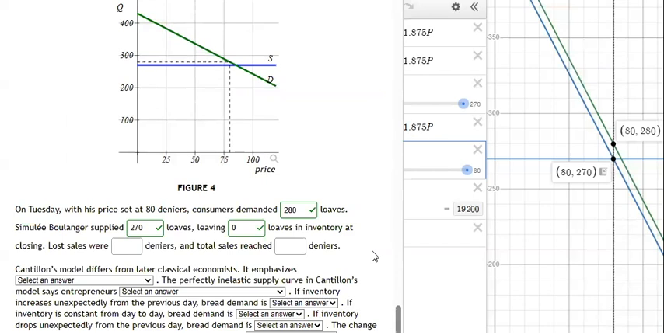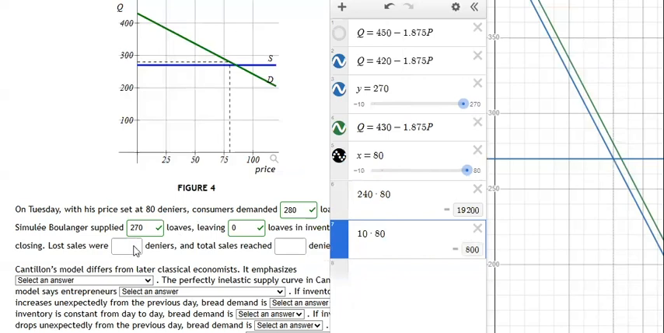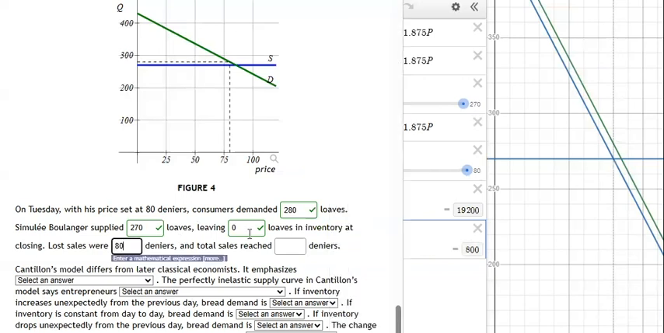At the moment that Simile sells his last loaf of bread, 10 people enter the store looking to buy bread. And those 10 people walk away not buying the bread because 270 people before them had purchased all the bread. He has a pretty good idea that quantity demanded was 280 loaves of bread during that day. So his lost sales are 10 loaves of bread times 80. So he had lost sales of 800 deniers.